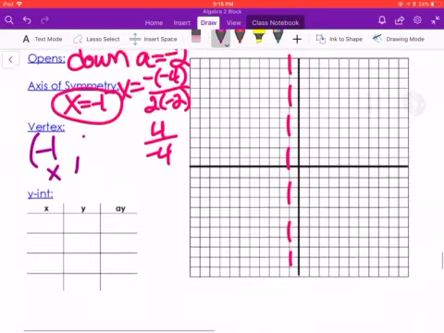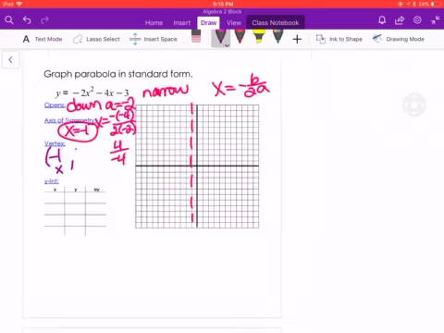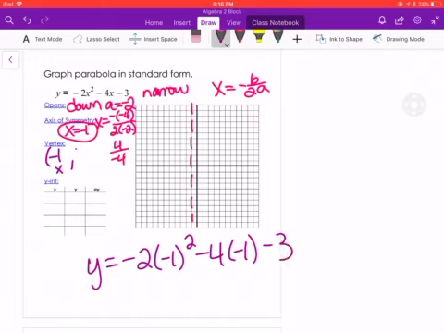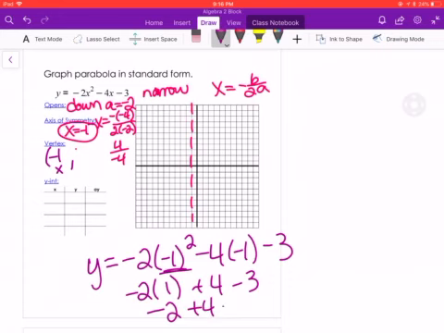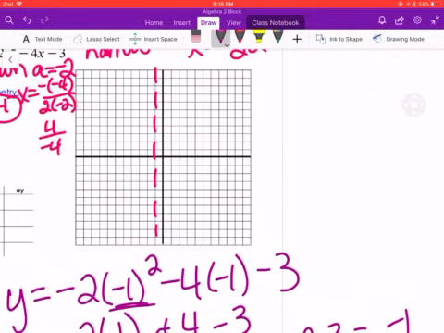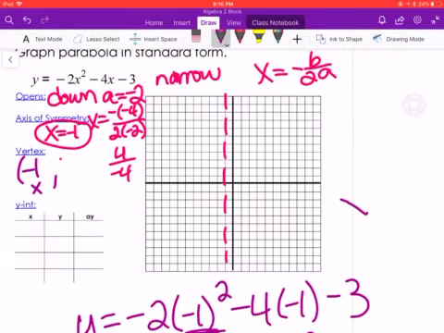I'm going to scroll down just a little bit to get some more room here. So that's going to be y equals negative 2 times negative 1 squared minus 4 times negative 1 minus 3. Remember to follow the order of operations, so you need to square that first. So that's going to be negative 2 times 1. That's going to end up being plus 4 minus 3. Negative 2 times 1 is negative 2. Negative 2 plus 4 minus 3. That's going to be 2. 2 minus 3 is negative 1. So my vertex will be negative 1, negative 1. So I can graph that.